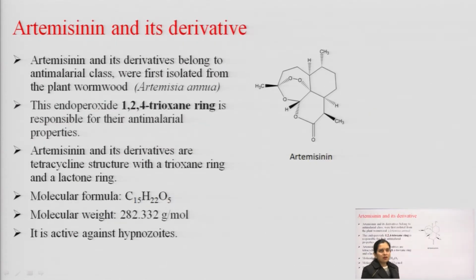Next we will start with the drug artemisinin and its derivatives. Artemisinin and its derivatives belong to an antimalarial class which was first isolated from the plant wormwood, that is Artemisia annua. This is the plant from which these drugs were first isolated. They have antimalarial activity due to the presence of a 1,2,4-trioxane ring.